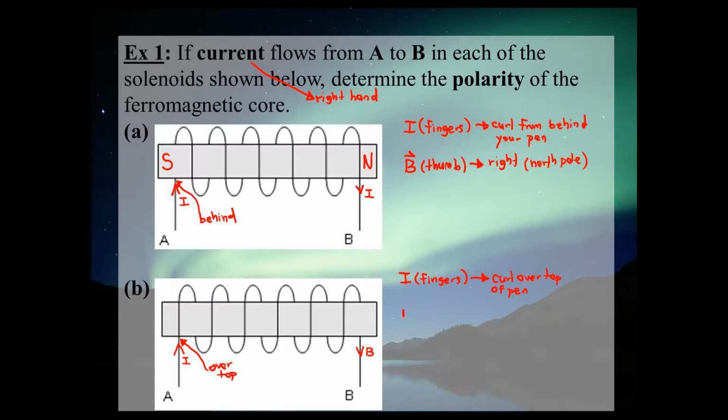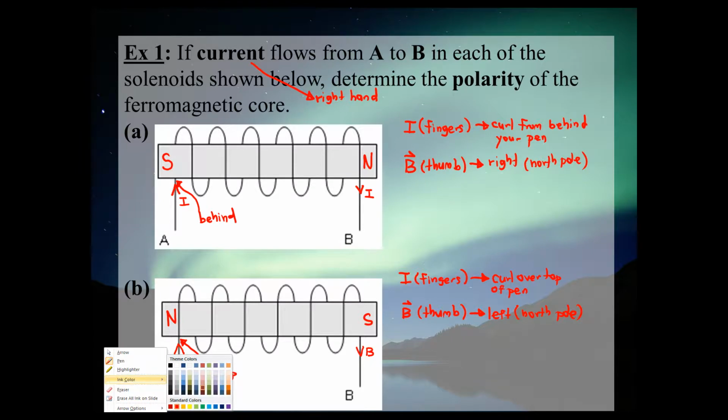When you do that, the magnetic field, which we'll use the variable B to represent, is going to be represented by the direction your thumb is then going to point. If you wrap your fingers over top of your pencil, your thumb is then going to point towards the left. Thumb points towards the left. That's the direction of your induced north pole. Left end's north, right end is south.